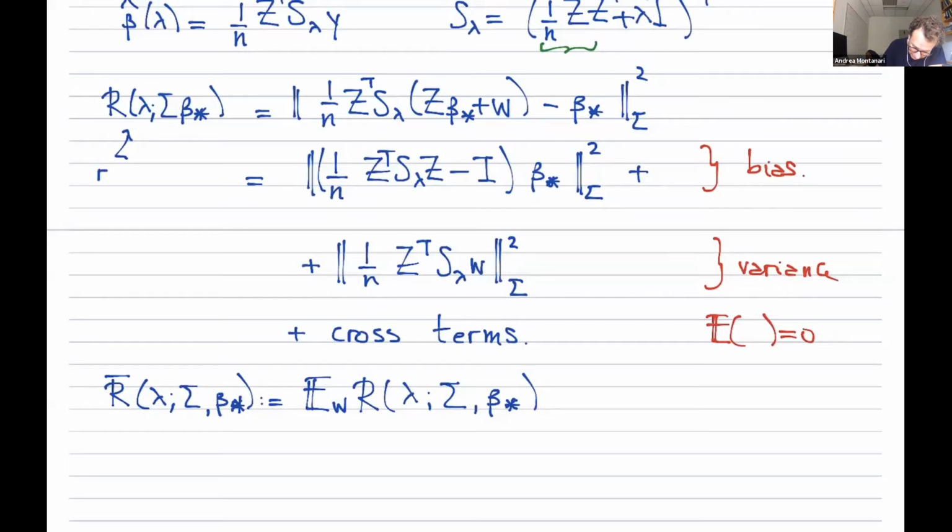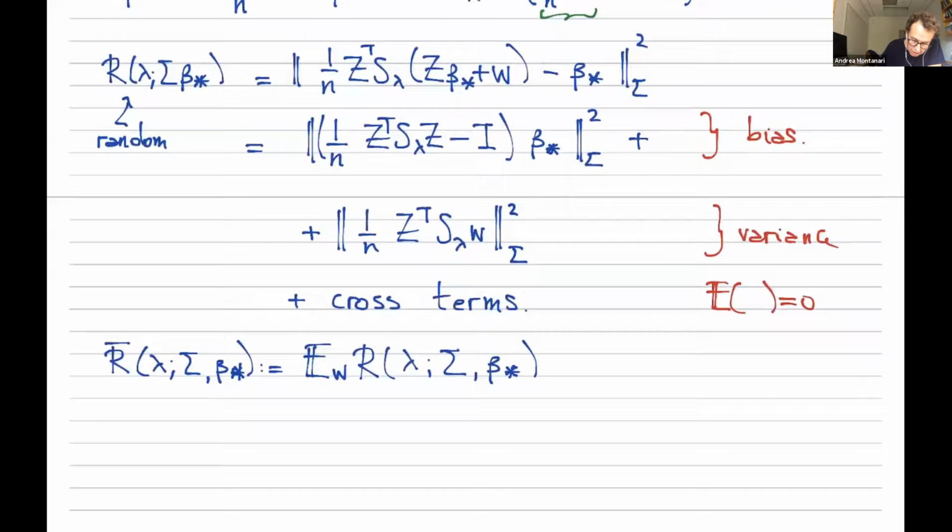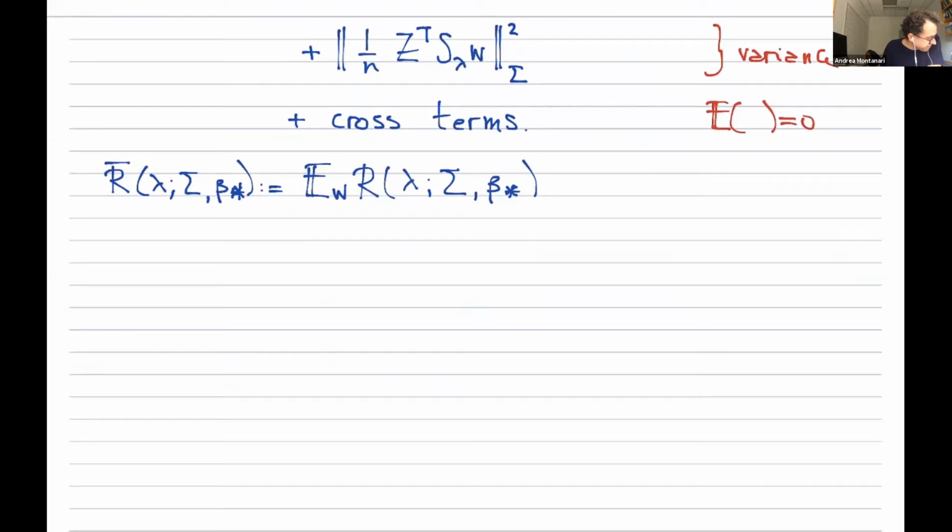It's random because Z is random and because W is random. So for simplicity, for a moment, let me look at the expectation with respect to W, which simplifies things a little bit. This decomposes exactly into a bias term that I'm calling Bn, and a variance term that I call Vn.